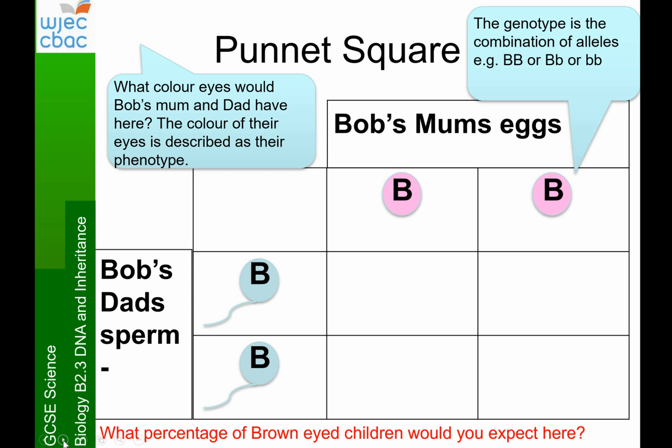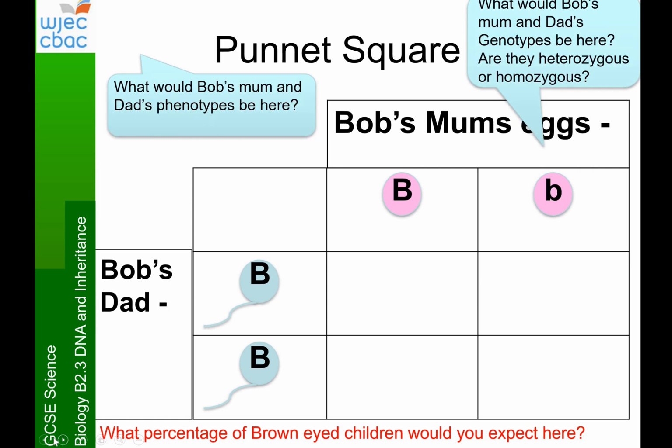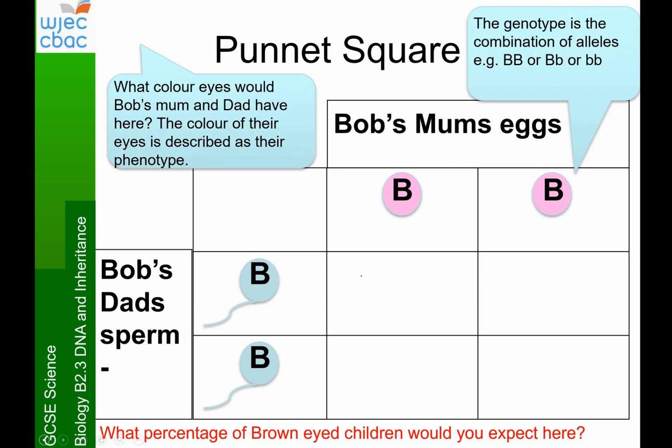If Bob's mum and dad both had brown eyes and they were both homozygous dominant, all of the children would have brown eyes in this example. So if we fill it in, we would have capital B, capital B, capital B, capital B, capital B, capital B, capital B, capital B. 100% of the children would have brown eyes.